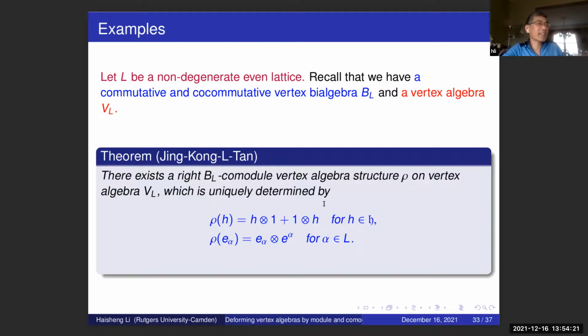This row exactly gives us a right BL comodule vertex algebra structure on BL. Okay, exactly, that's one here. That's the first one. So in this way, we have a canonical right BL comodule vertex algebra structure. On the other hand, we can construct a family of left module vertex algebra structures.